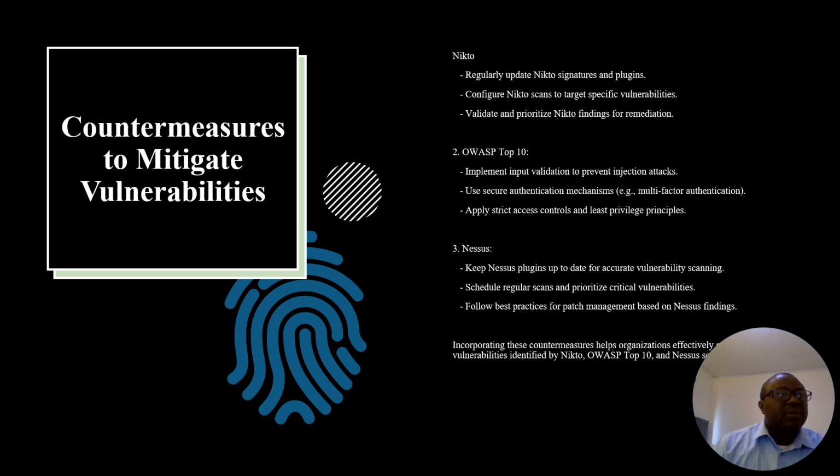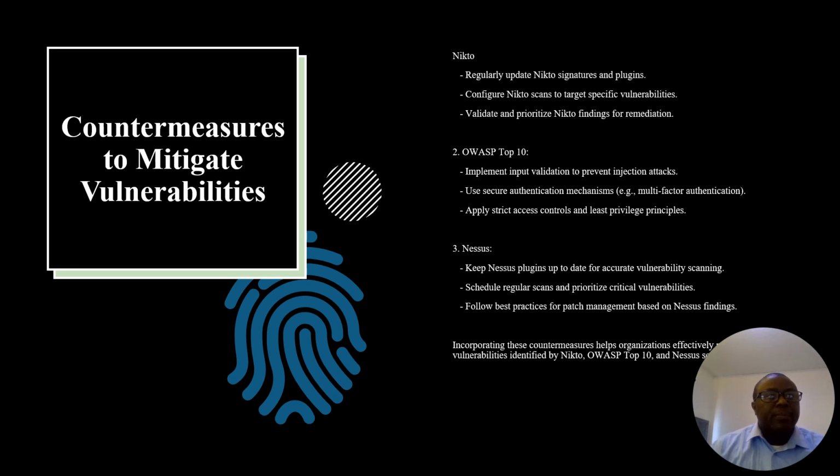What are some of the countermeasures to mitigate vulnerabilities? We'll talk about countermeasures. First of all, Nikto. How can we mitigate some of the vulnerabilities with Nikto? First of all, we want to regularly update Nikto signatures and plugins. Configure Nikto scans to target specific vulnerabilities. Validate and prioritize Nikto findings for remediation.